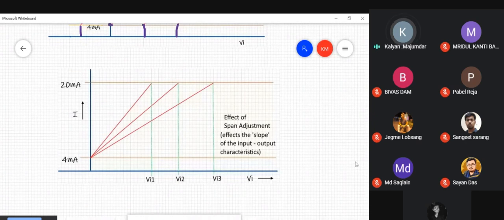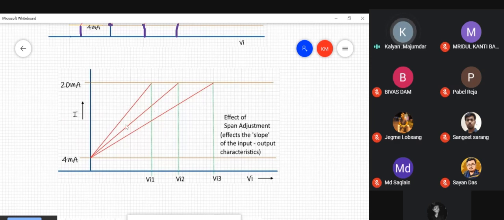Here we have a different case where again you have 3 different lines which represent the input-output characteristics of a transmitter. See, all the 3 lines start from the same point. That is, the same value of the input results in a 4 milliampere output. But what is different is the value of the input that results in 20 milliamperes. Here, this value V1 results in 20 milliamperes. For the second red line, V2 produces 20 milliamperes. For the third line, V3 produces 20 milliamperes.